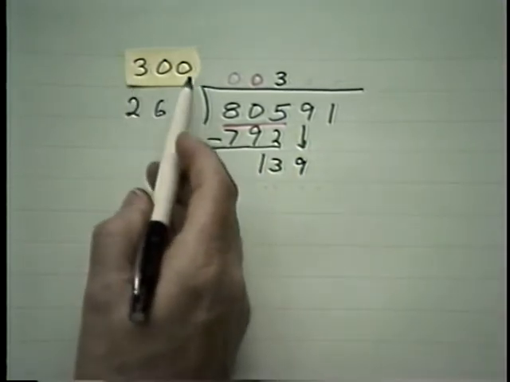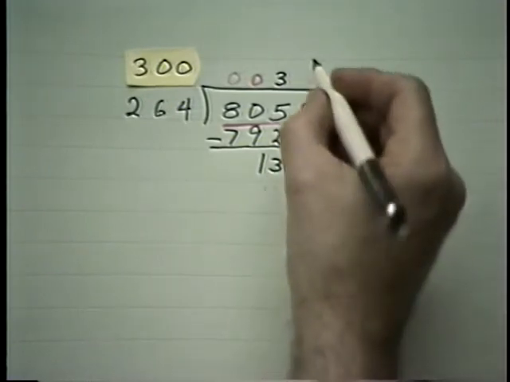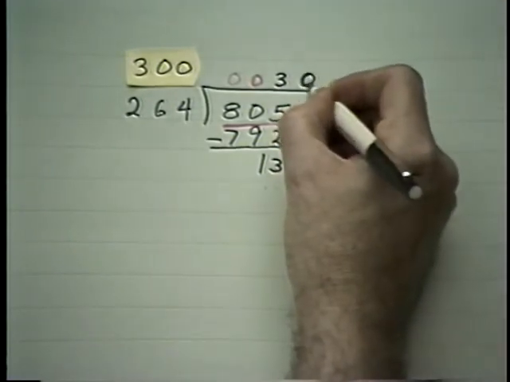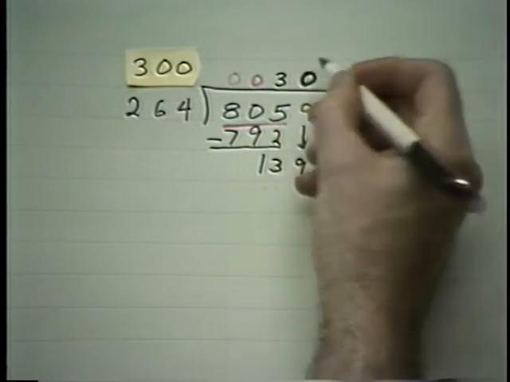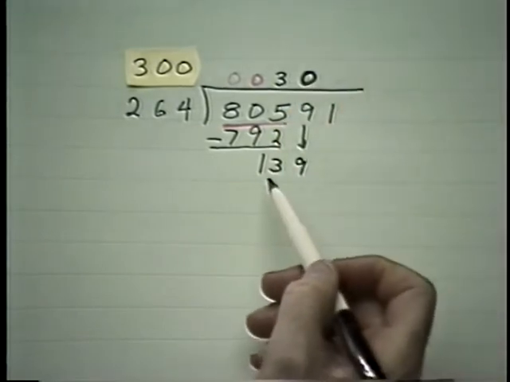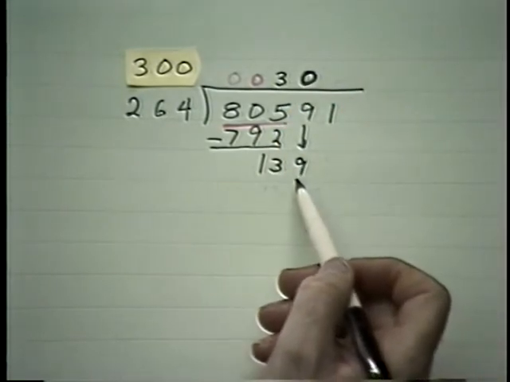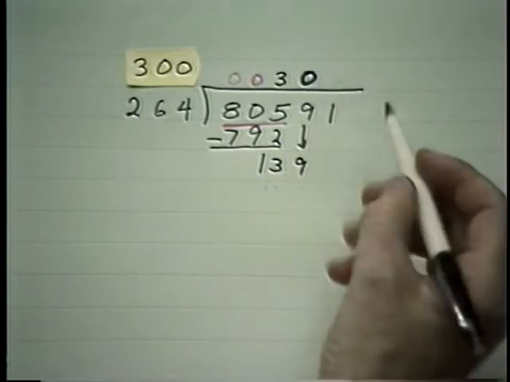264, or about 300, goes into there 0 times. I'm going to emphasize that. It goes in 0 times. Do not say it won't go in. It always goes in, at least 0.